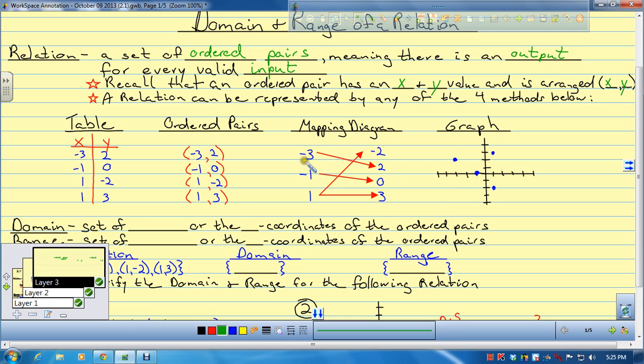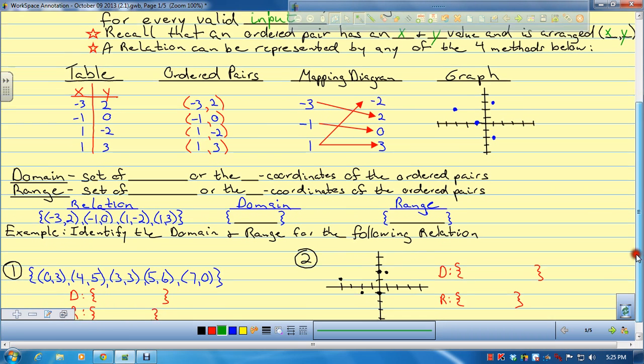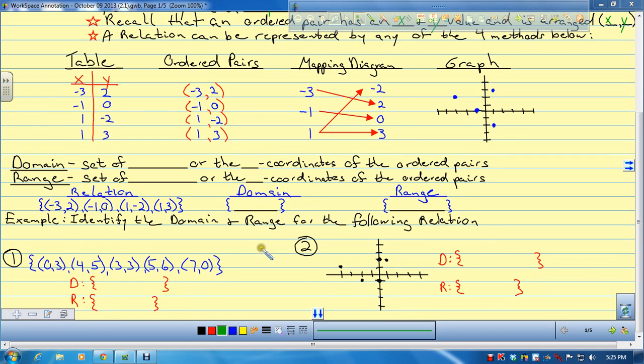Okay. Now this mapping diagram here is something that you may not have seen before. That essentially tells you where each input is going. So -3 went to a 2. -1 went to a 0, and we actually had an input of 1 go to two different locations, a -2 and a 3. Okay. So we'll move on here and get to know some other vocabulary.